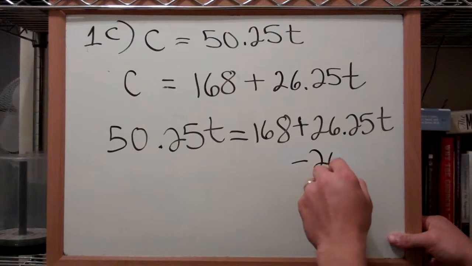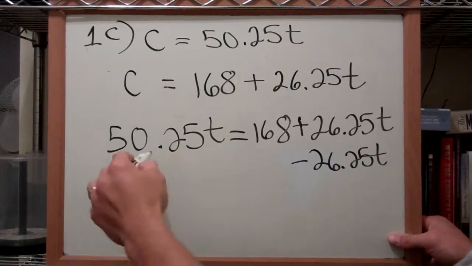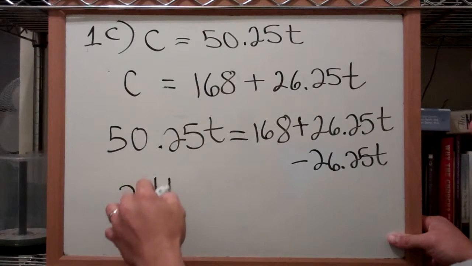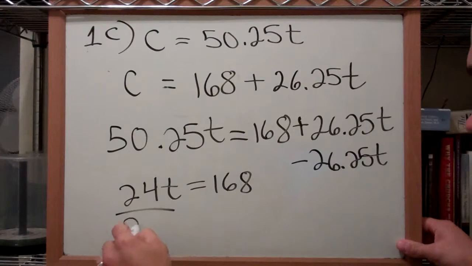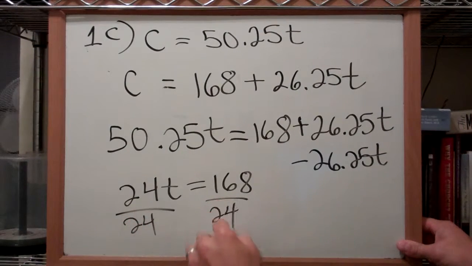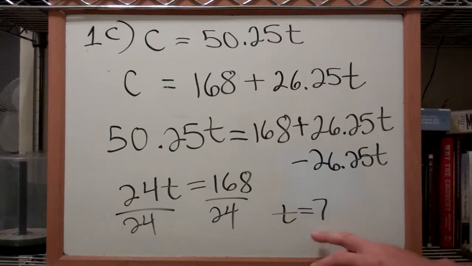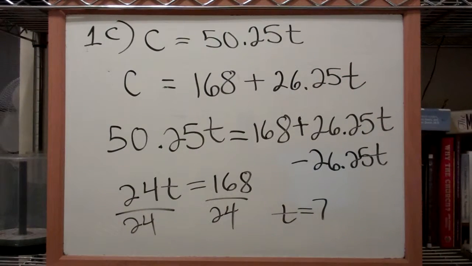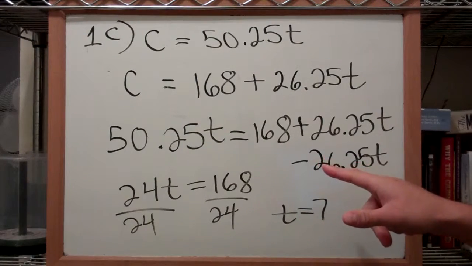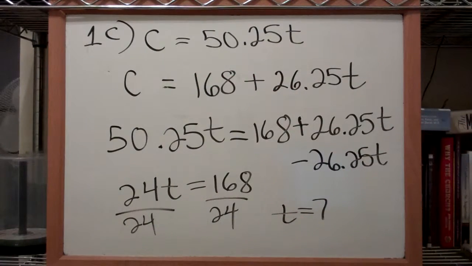So minus 26.25t from both sides, you're going to get 24t equals 168. Then divide by 24 on both sides, and then t is going to equal 7. So t here represents 7 times that it's going to take for this person and this person to go and spend their money getting oil change and car wash at Bill Grimm. However, their costs then at 7 times would be the same.